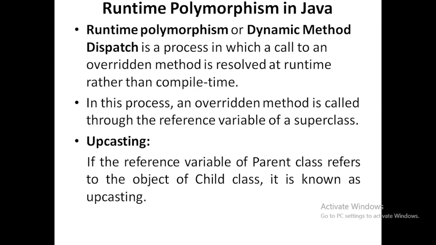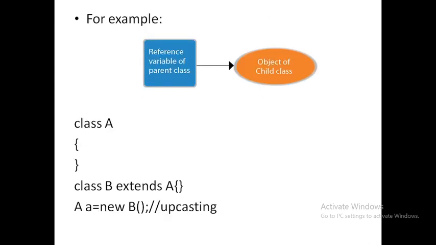Upcasting: if the reference variable of a parent class refers to the object of a child class, it is known as upcasting. I'll give a small example of upcasting. By seeing this diagram you can understand: this is the parent class, and this is the reference variable of the parent class referring to the object of the child class. You can see the small code I have written for upcasting.